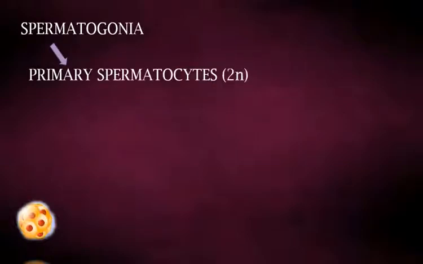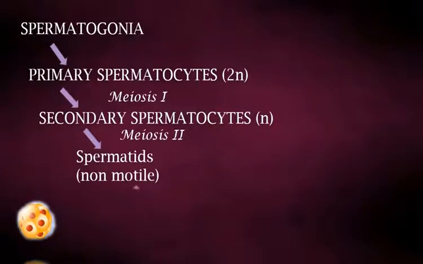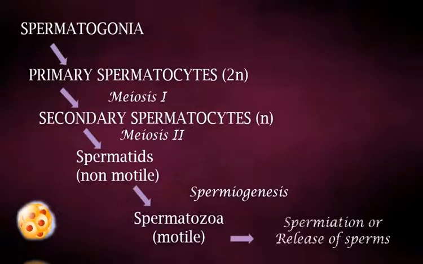Now, let's revise the process once again. You have spermatogonia in the testis. The spermatogonia contain primary spermatocytes, which are 2N. The primary spermatocytes will undergo meiosis 1 to form secondary spermatocytes, haploid, then meiosis 2 to form spermatids, which are non-motile. Spermiogenesis leads to formation of spermatozoa, which are motile, and then spermiation, or the release of sperms.